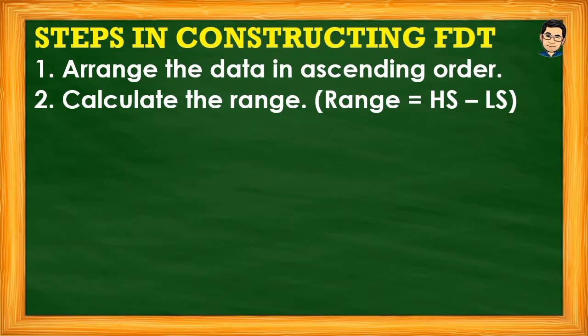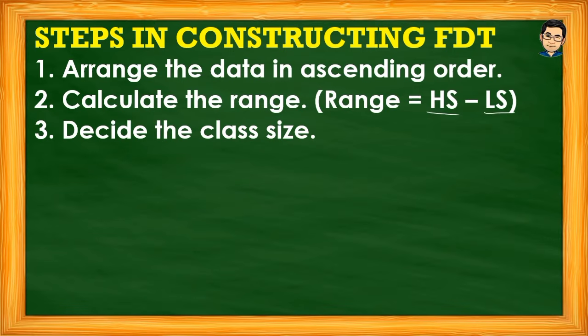Next, after that, calculate the range. Kasi na-arrange na natin yung mga data in ascending order, calculate the range na ang kasunod niya. So, by the way, again, range, this is the difference between the highest score and the lowest score. So, HS, highest score, LS, the lowest score.